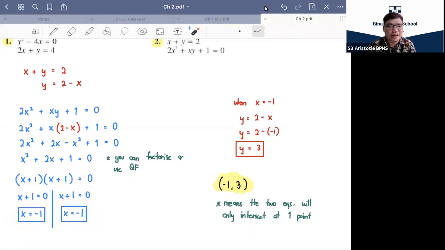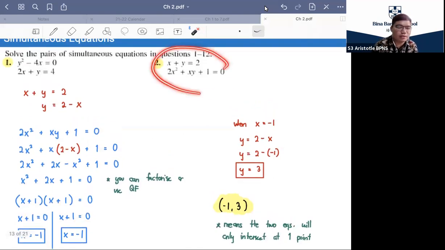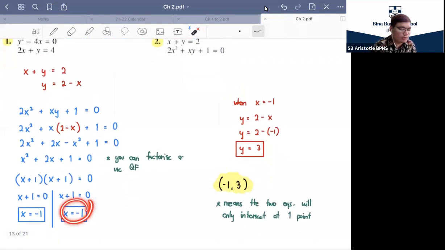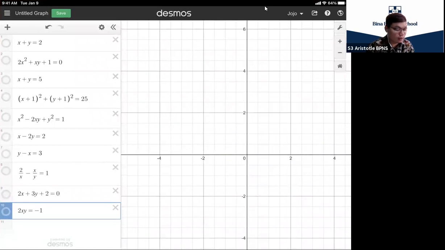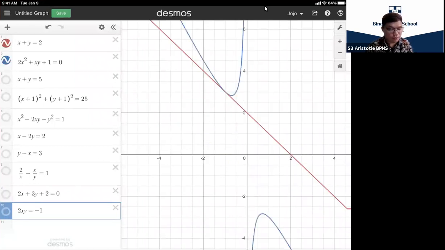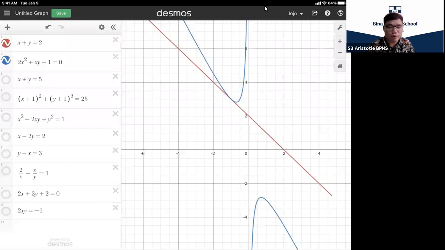So that means, class, that these two equations here will just intersect at one point because both of your x's here are equal. All right. Now, let's check this on Desmos. Let's see this on Desmos. Okay. So these are the two. So here's the graph for both equations.